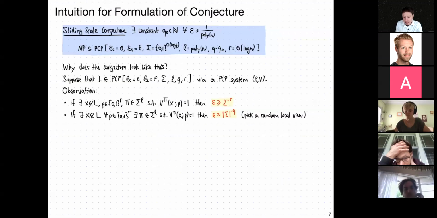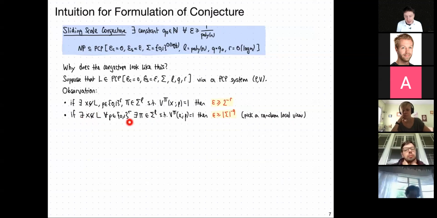This is basically saying there is one local view that will make me accept when I shouldn't, right? So if I make q queries over alphabet sigma and I get answers from sigma, it means that there's a total of sigma to the q possible local views I could get from the proof, right? And if we're saying that there is some instance such that regardless of the randomness, there is some proof that will make me accept, then in particular, a random local view will be satisfied with at least this probability. And so the soundness error must be at least this much. Okay.